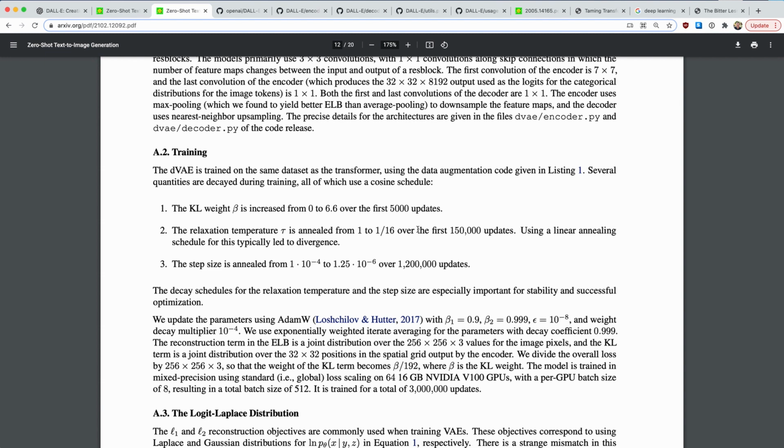Yep. My favorite part of this, by the way, in the appendix, where they talk about the temperature annealing, is that if you use a linear annealing schedule instead of a cosine, this typically leads to divergence. I don't know. I would just hope that would not be the case. But cosine schedules are super trendy for everything. Yeah, that part was kind of finicky.